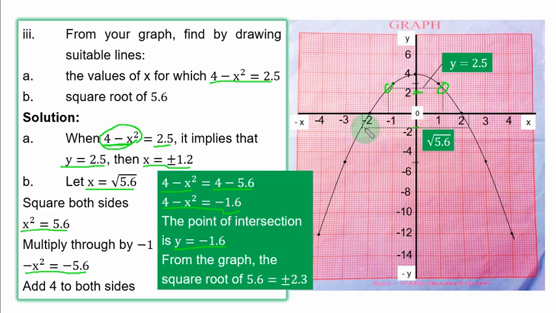-1.6 touches the curve at 2 points. One point is here, another point is here. You trace both points to the s-axis, noting that one line on the s-axis is 0.1. You're going to have plus minus 2.3 is the square root of 5.6.